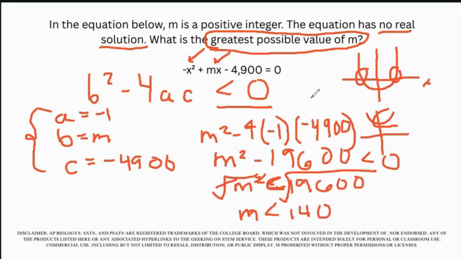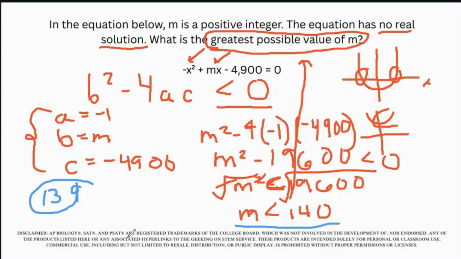So it says, what is the greatest possible value of m? So you're tired, you're taking the exam. What do you think it is? 140? That's where the error lies. Remember, it says greatest possible value, and it's less than, not less than or equal to, but less than. So the greatest integer value is going to be 139, not 140. And so you have to remember that you are looking for that greatest possible value and not the exact value.